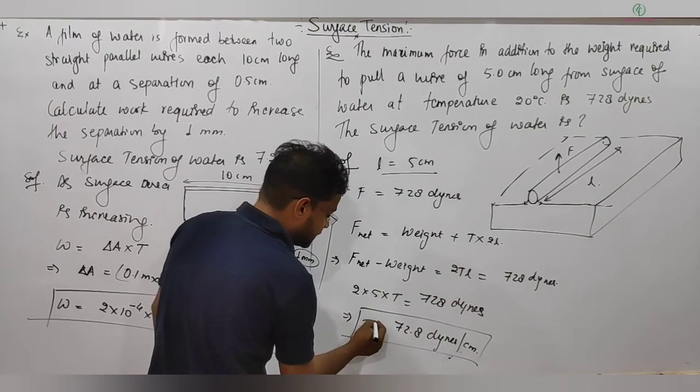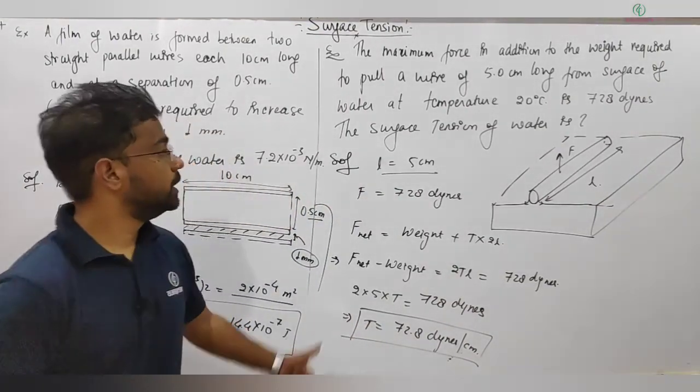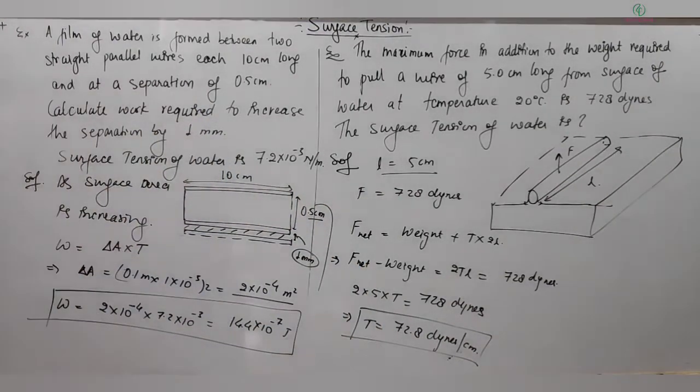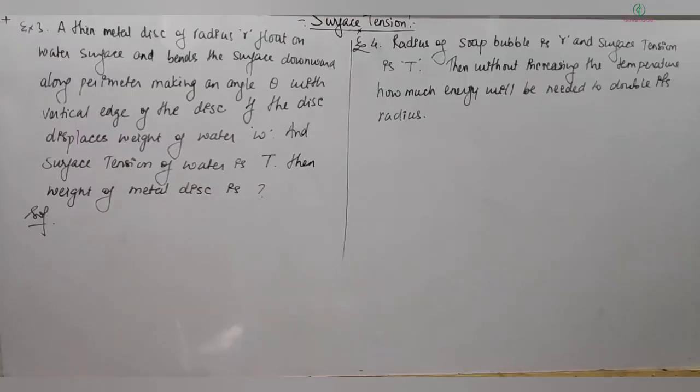So that is the answer, an easy straightforward answer for this problem. So hope you are understanding this. Let's see more problems. Okay, let's see the next problem. A thin metal disc of radius r floats on the water surface and bends the surface downward along its perimeter, making an angle theta with the vertical edge of the disc.